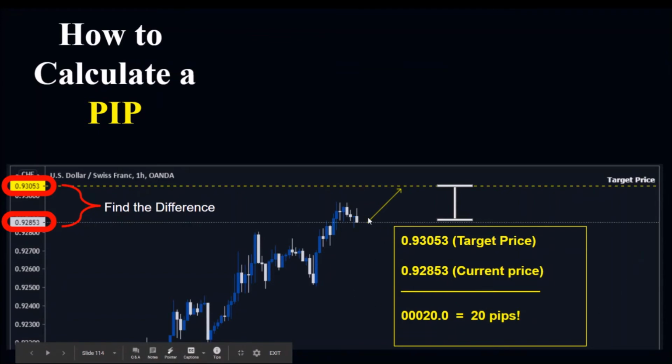So from this point right here, where I'm moving my cursor, to this point, that represents a 20 pip movement if the market is to go from the current price to the target price. And that's how you calculate pips. So I'm going to say it one more time. You find the difference between the target price and the current price, and then you move the decimal point four places to the right. And that will give you the number of pips for that movement.